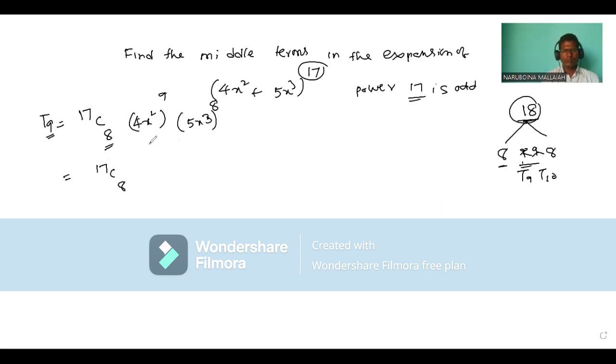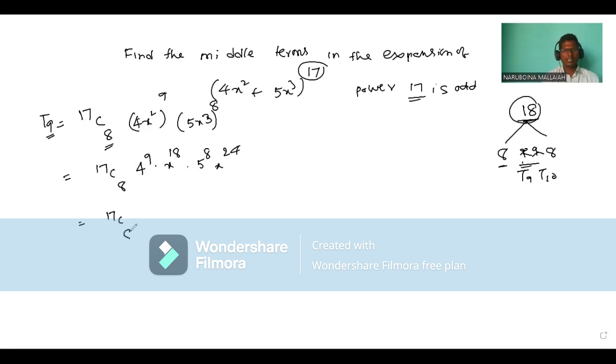Now 4 to the power of 9, 4 to the power of 9 into x to the power of 2 times 9, 2 nines are 18. Next, 5 to the power of 8, x to the power of 3 times 8, 3 eights are 24.